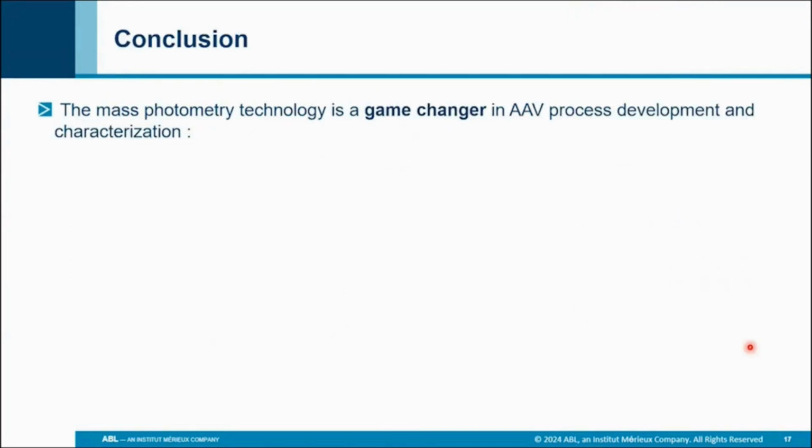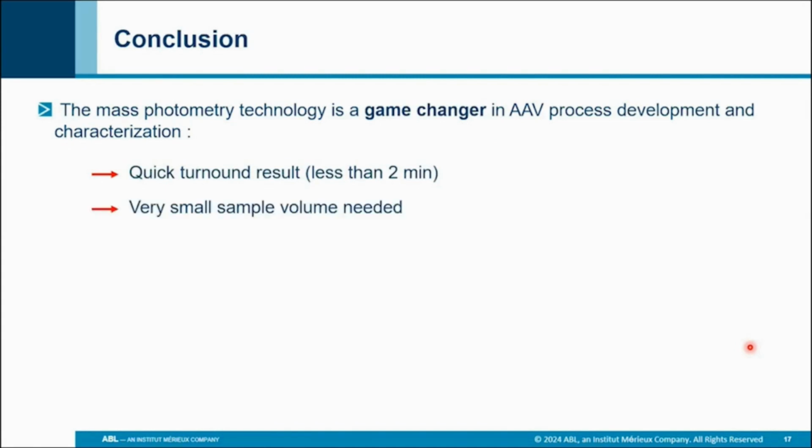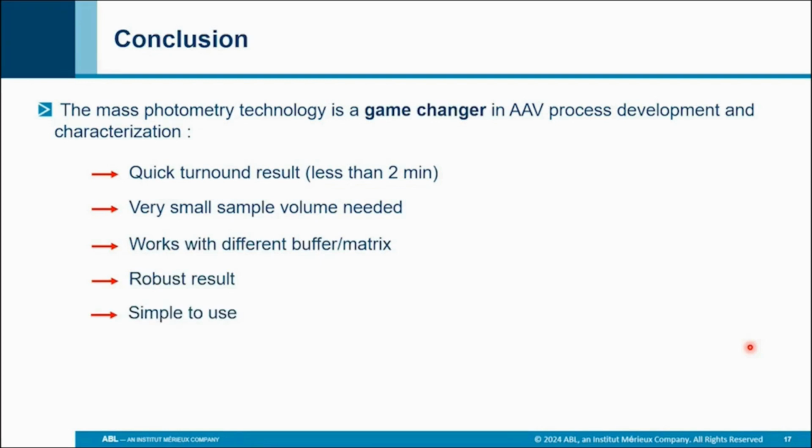So in conclusion, the mass photometry technology is, I do believe, a game changer in the AAV process development and characterization because it has a very quick turnaround result, less than 2 minutes per sample. Very small sample volume is needed. It works with different buffers, different matrices. It leads to robust results, and it's very simple to use.